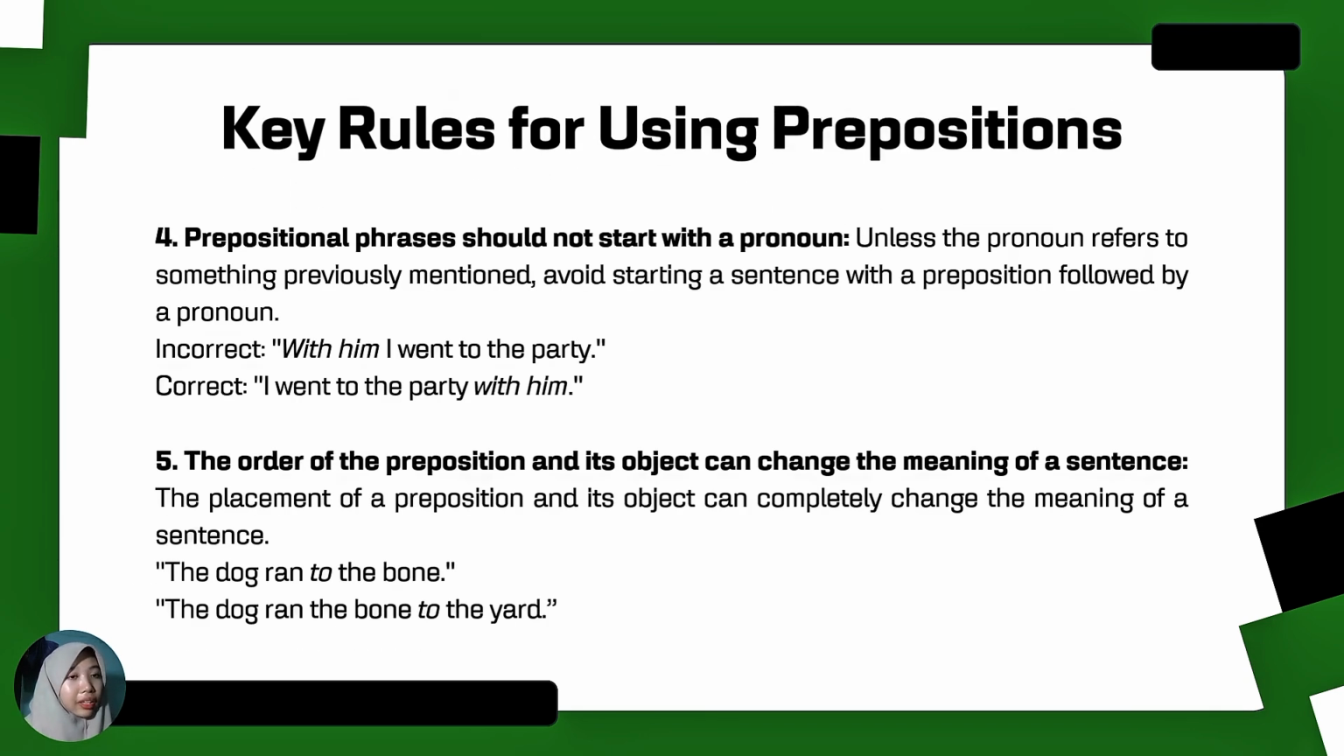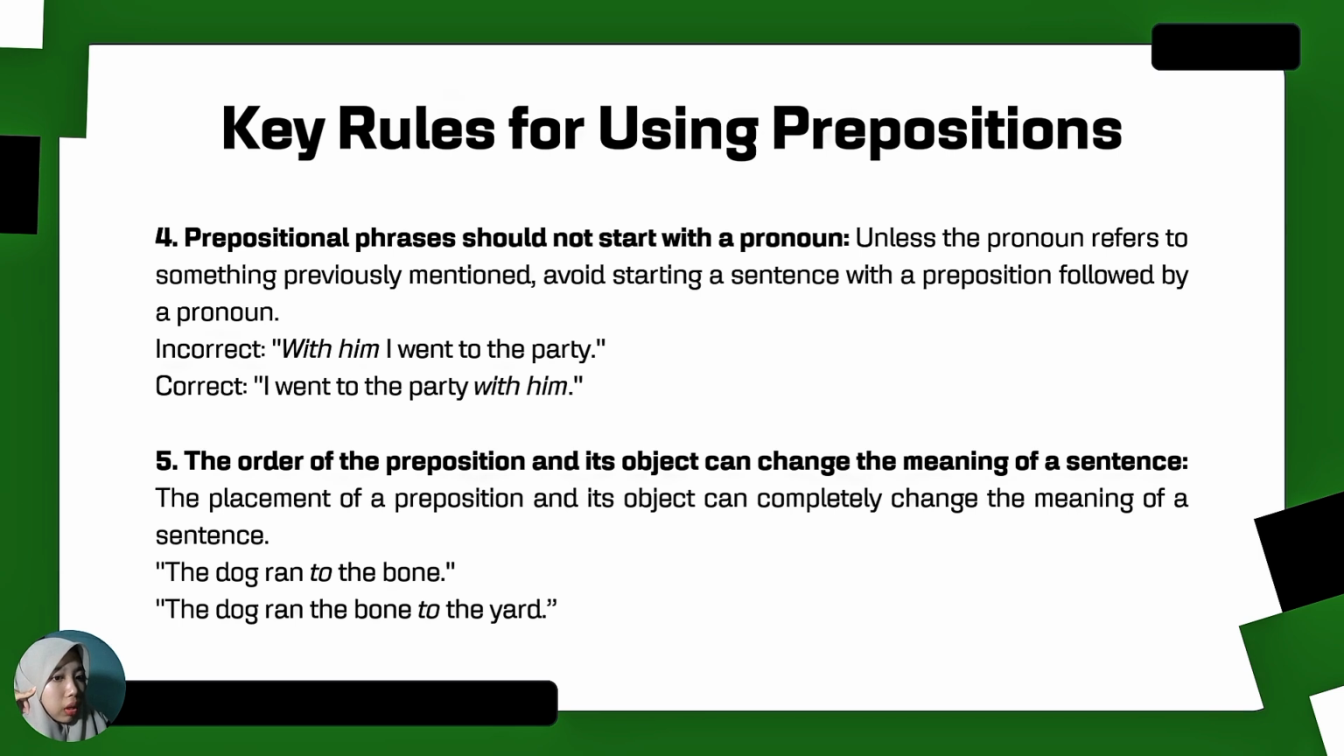Next, on the same topic, rules for using prepositions. Four: a prepositional phrase should not start with a pronoun unless the pronoun refers to something previously mentioned. Avoid starting a sentence with a preposition followed by a pronoun. Incorrect: With him, I went to the party. Correct: I went to the party with him.